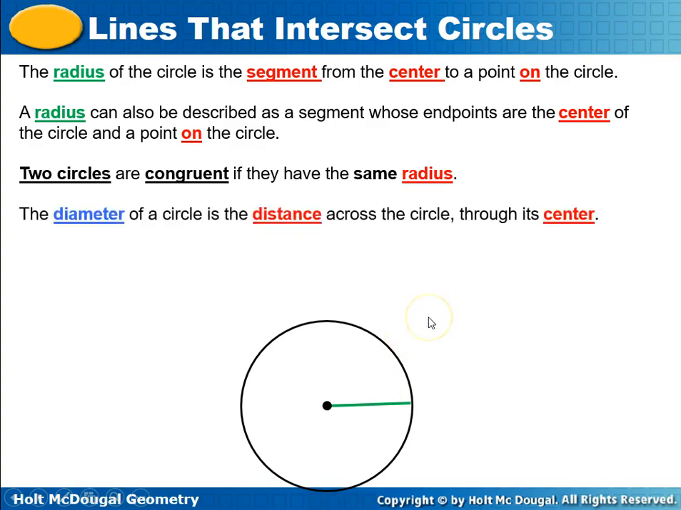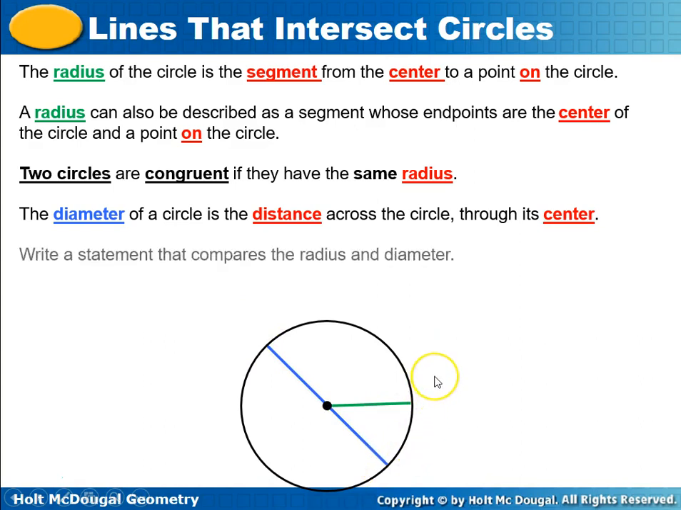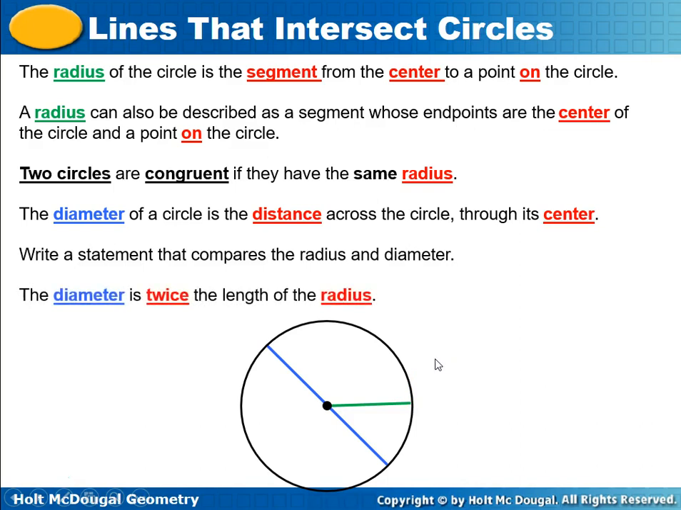The diameter of a circle is the distance across a circle through the center. So basically we go from one side of the circle through the center to the other side of the circle. A statement that compares a radius and diameter: the diameter is twice the radius, and that's basically because there are two radii in this diameter. One goes from here to there and one goes from there to there.